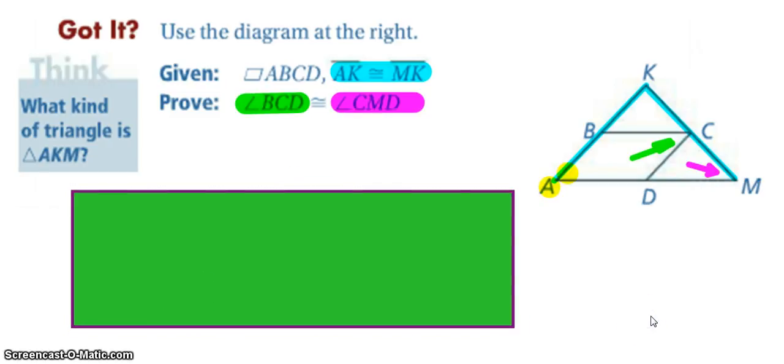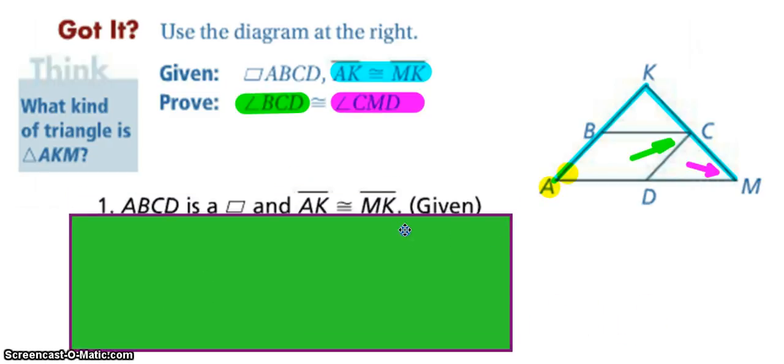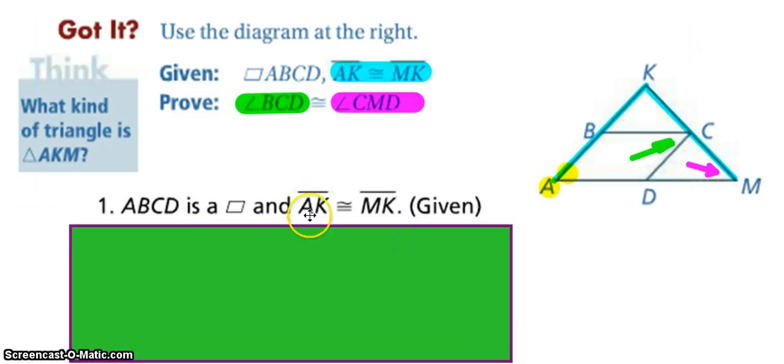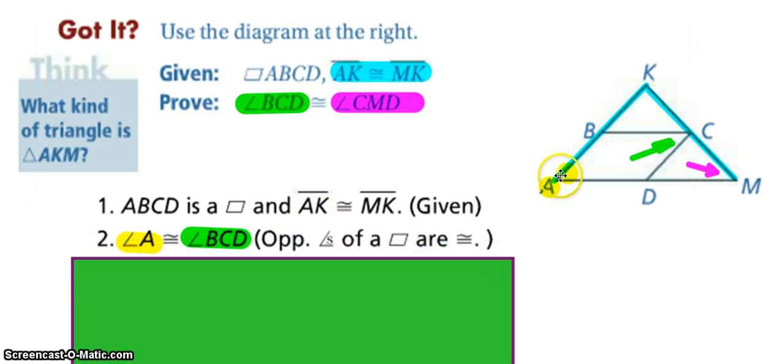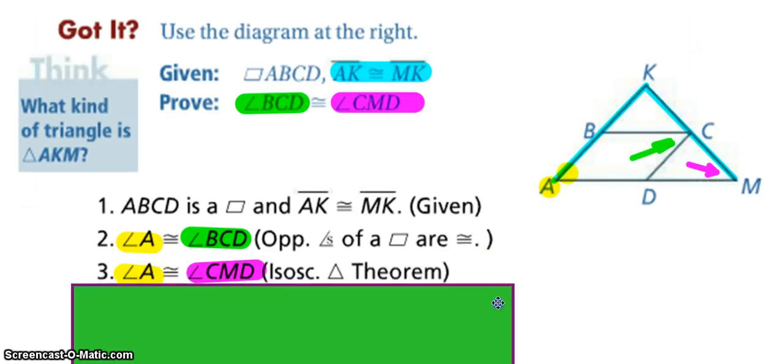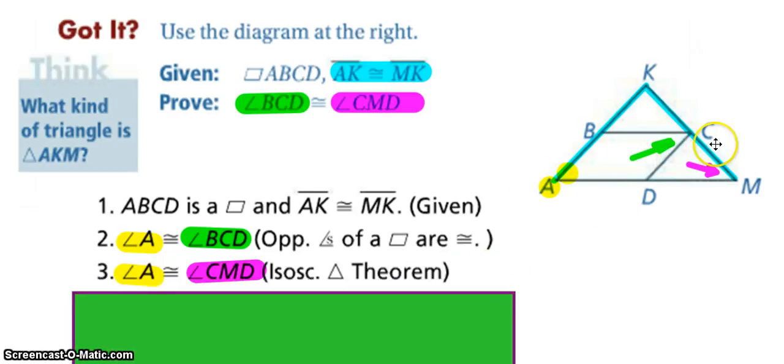So I've got everything color-coded here for us to work through our solution. Starting with our parallelogram and our congruent sides as our given, we always want to restate our given facts that are useful. Then I see that angle A will be congruent to angle BCD because in a parallelogram, my opposite angles are congruent. Then from there, I move on and say that angle A is congruent to angle CMD, which is this angle right in here, because I really have an isosceles triangle.